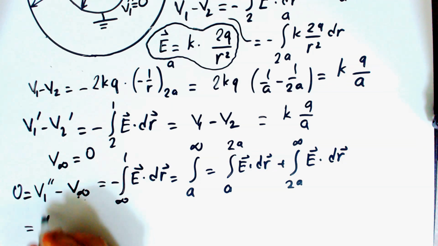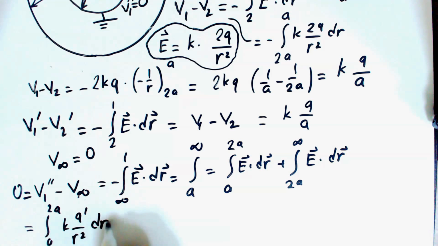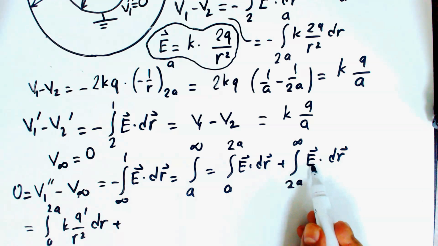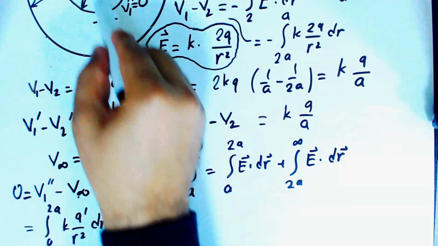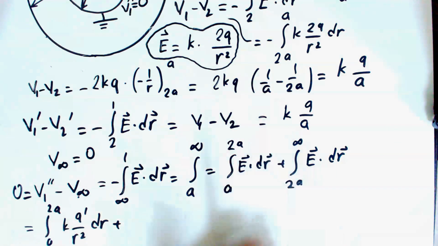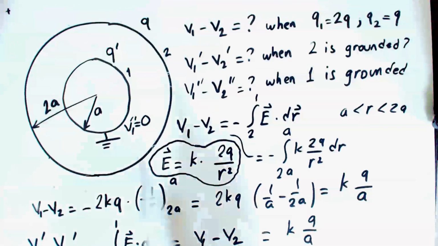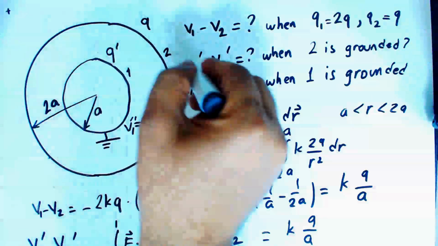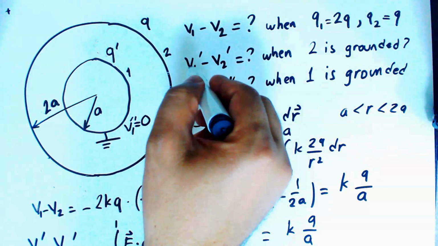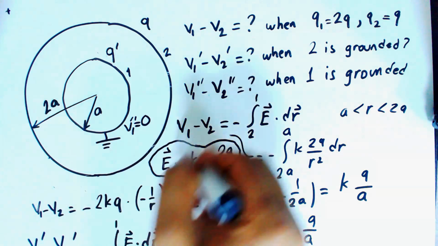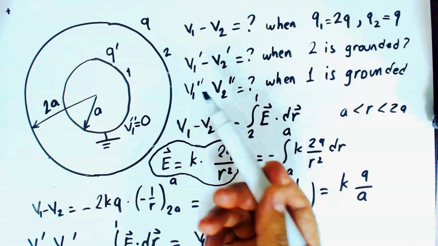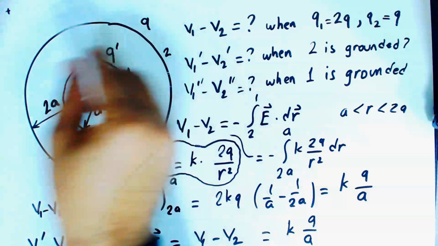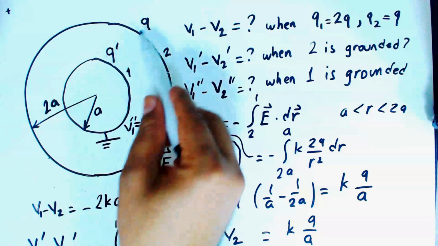Okay, from a to 2a, it is kQ prime divided by r square dr, plus the electric field in the region where r, the radius, is larger than 2a. So this depends on the total charge of the inner shell and the outer shell, because for any point outside the outer shell, pick up any point and draw an imaginary Gaussian surface and calculate the flux. This flux will be equal to the total charge which resides inside this imaginary Gaussian surface, which is nothing but Q prime plus Q.